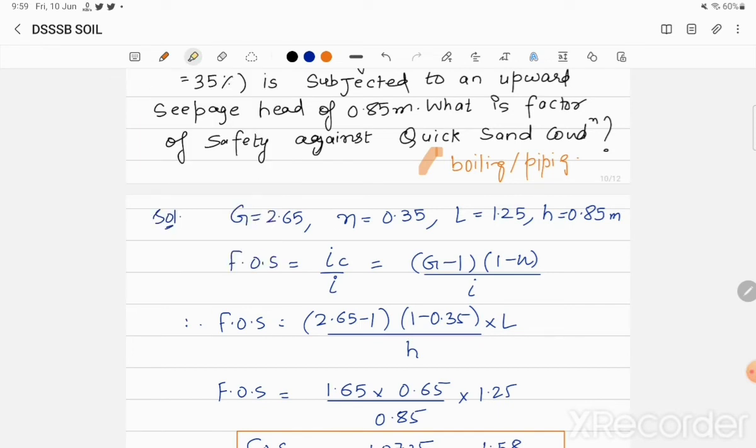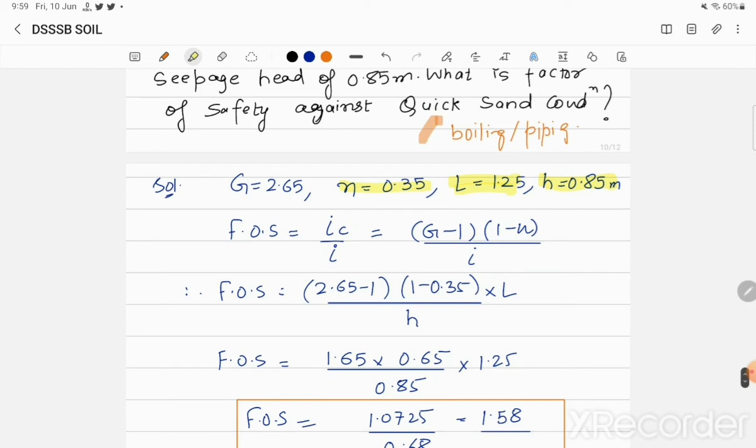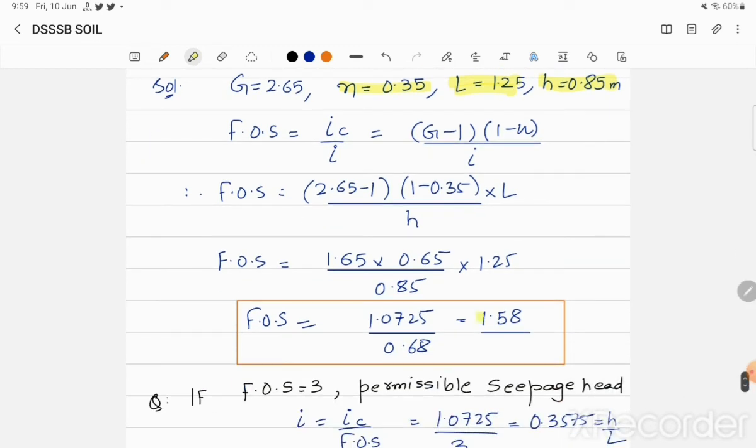G is 2.65, porosity is 0.35, L, the length of soil, is 1.25. All of this is in the question. The hydraulic head H is 0.85. Now factor of safety is calculated by the ratio of critical hydraulic gradient and the hydraulic gradient. Critical hydraulic gradient is given by (G minus 1) into (1 minus n), and I is given by H by L. So by calculation we find that the factor of safety comes out to be 1.58.